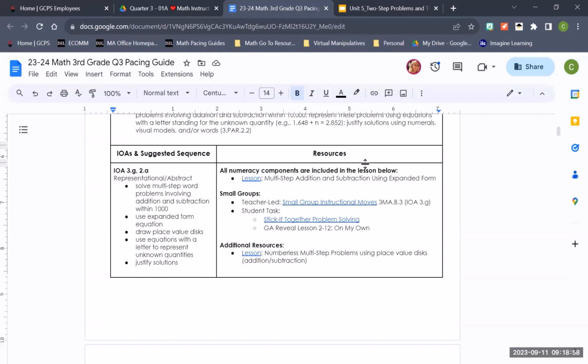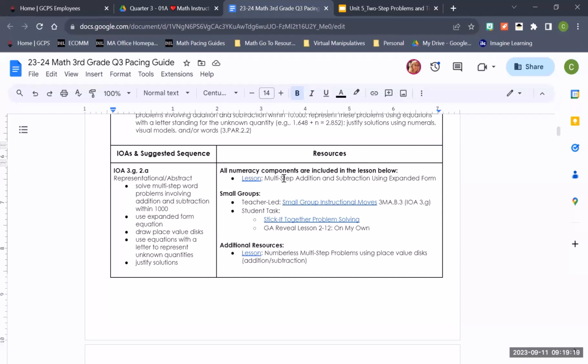Some days you will see a task-based lesson, which is your full numeracy block that day, and other days you will see instructional resources linked for the numeracy components of traditional teacher lessons. You will also see resources from the Georgia DOE website, along with lessons from Georgia Reveal, our newly adopted resource.